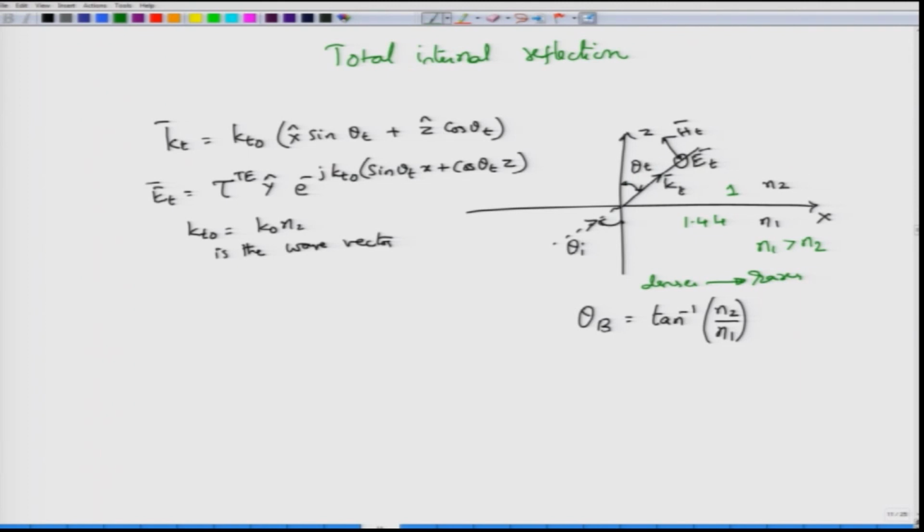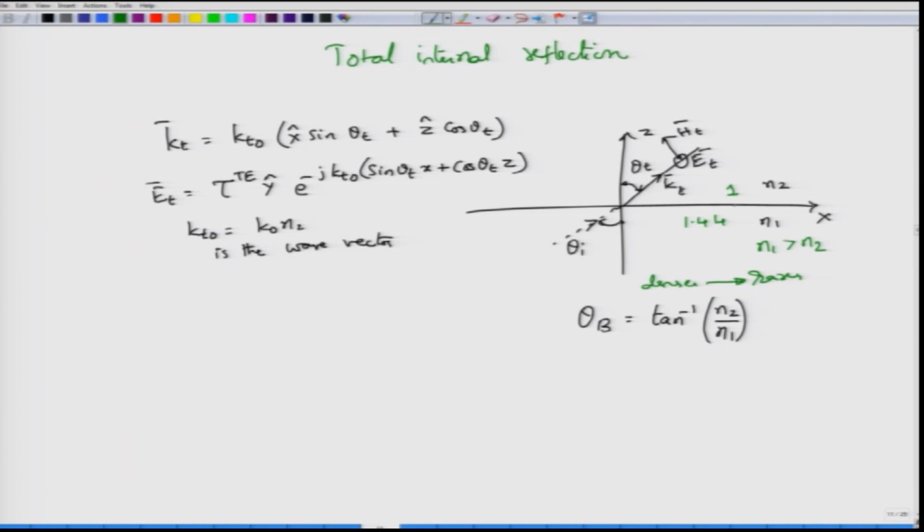I have theta t equal to 0. In that case theta I is also 0, theta t will be equal to 0 and the k vector of the transmitted wave would be lined up nicely along the z axis. On the other hand, I would expect that as theta I starts to increase, this angle theta t changes, and at most it should change by 90 degrees, right.